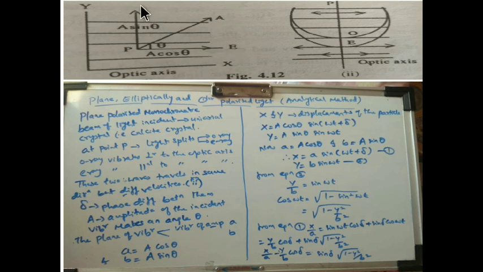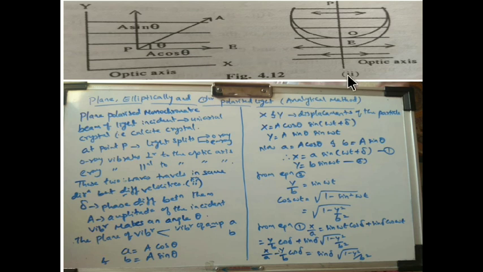The ordinary wave vibrates perpendicular to the optic axis, and the extraordinary ray vibrates parallel to the optic axis. Ordinary ray is perpendicular and extraordinary ray is parallel to the optic axis. These two waves travel along the same direction but with different velocity.